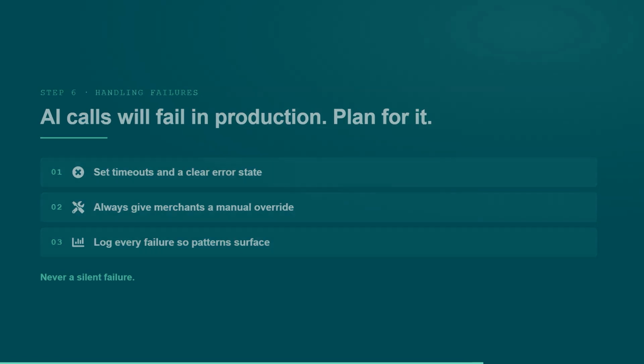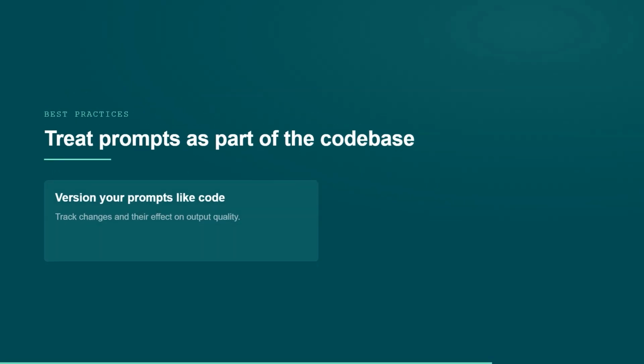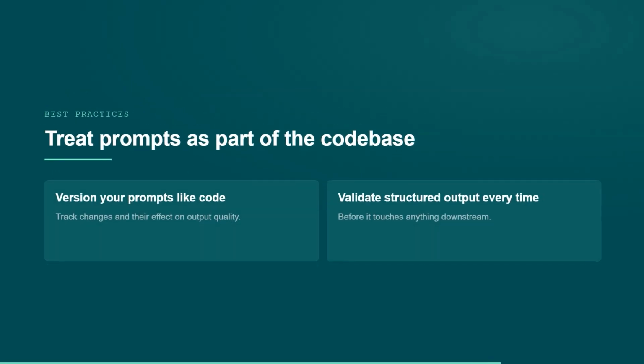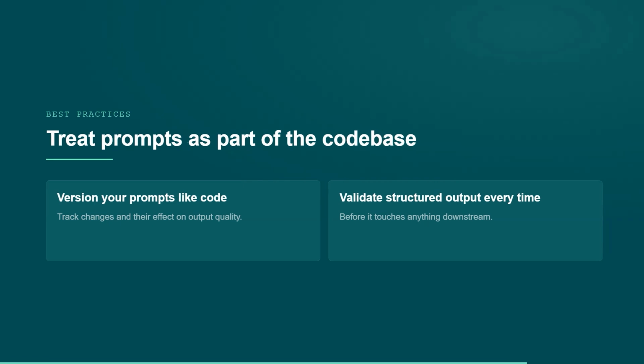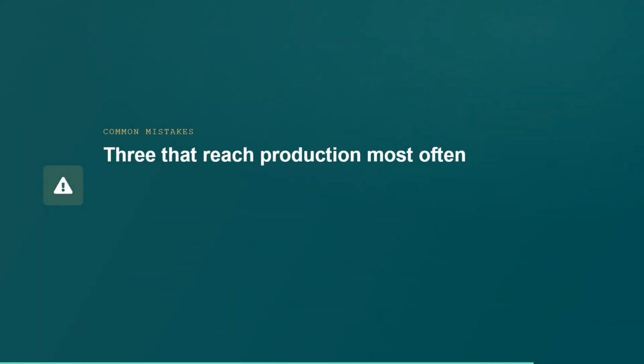2 practices worth adopting early. Version your prompts like code, tracking changes and their effect on output quality. And always validate structured output against your expected schema before using it downstream.